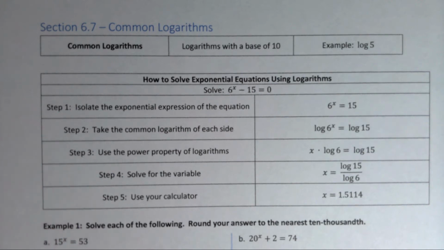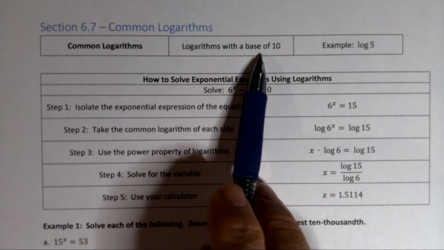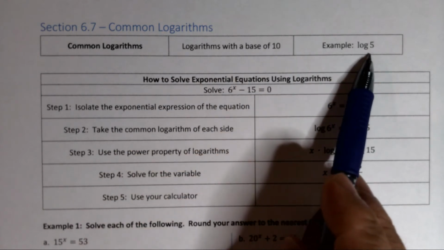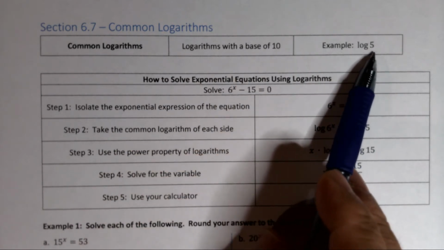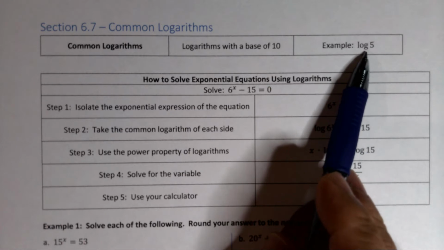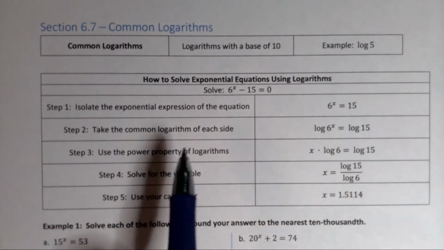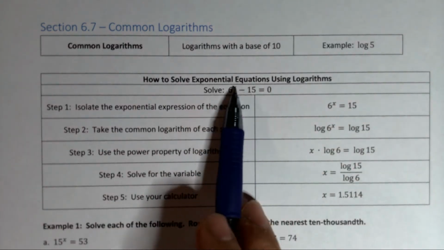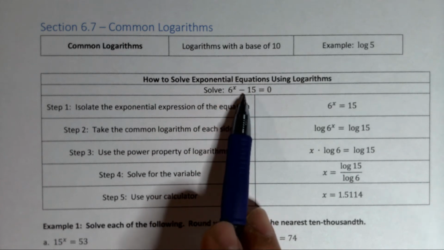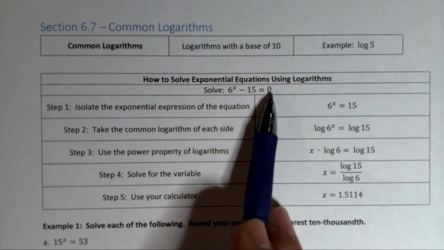Just a reminder, a common logarithm is a logarithm of base 10, and we don't write the base. This is the one weird place where if you don't see a number, you assume the number is 10. So what we're doing is trying to solve equations that look like this. It'll be 6 to the x minus 15, and it doesn't have to be 0 over here.